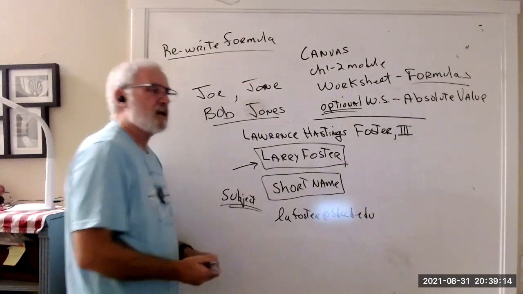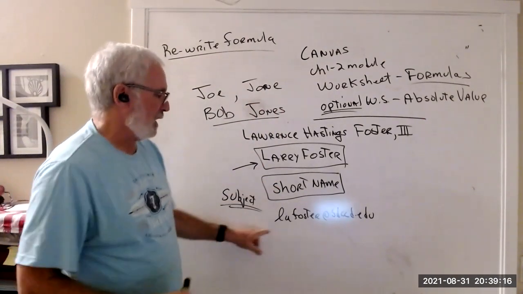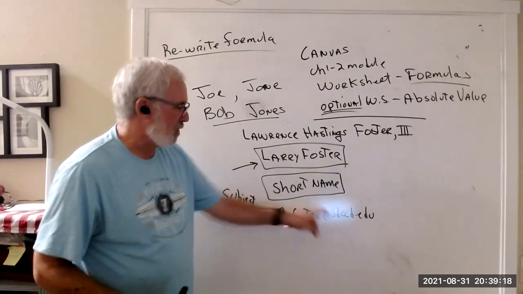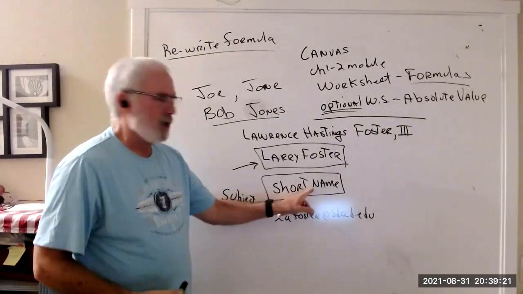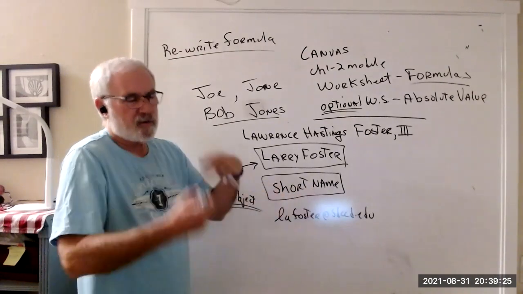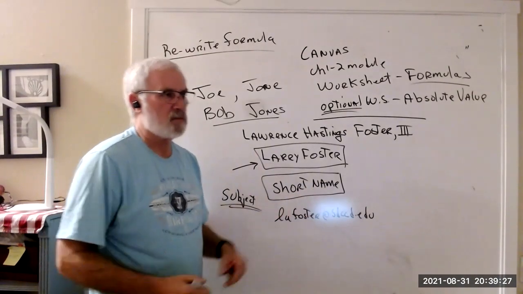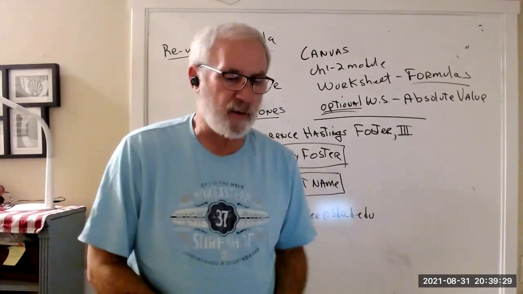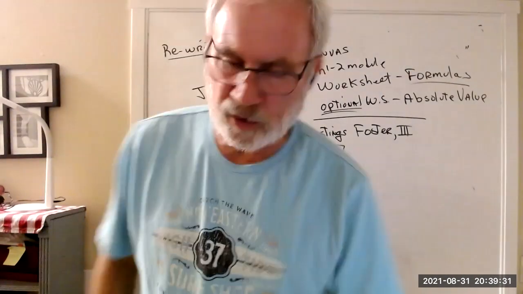So that's it. Send me an email at lafoster@sdccd.edu. In the subject line, put your shortened name. Now, some of you, like I said, already have a short name. Cool. You're done. Just put it in there anyway. And with that, get those worksheets.